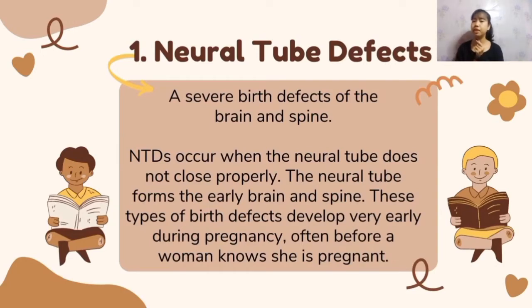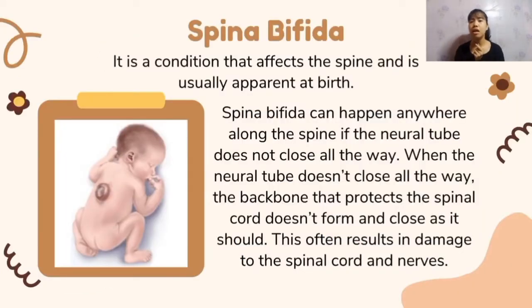It is a severe birth defect of the brain and spine and occurs when the neural tube does not close properly. The neural tube forms the early brain and spine, and if it doesn't close properly, it would affect the formation of the spinal cord and the brain. Neural tube defects develop very early during pregnancy, often before a woman knows she is pregnant. The two most common neural tube defects are spina bifida, or a spinal cord defect, and anencephaly, or a brain defect. Spina bifida is a condition that affects the spine and is usually apparent at birth.